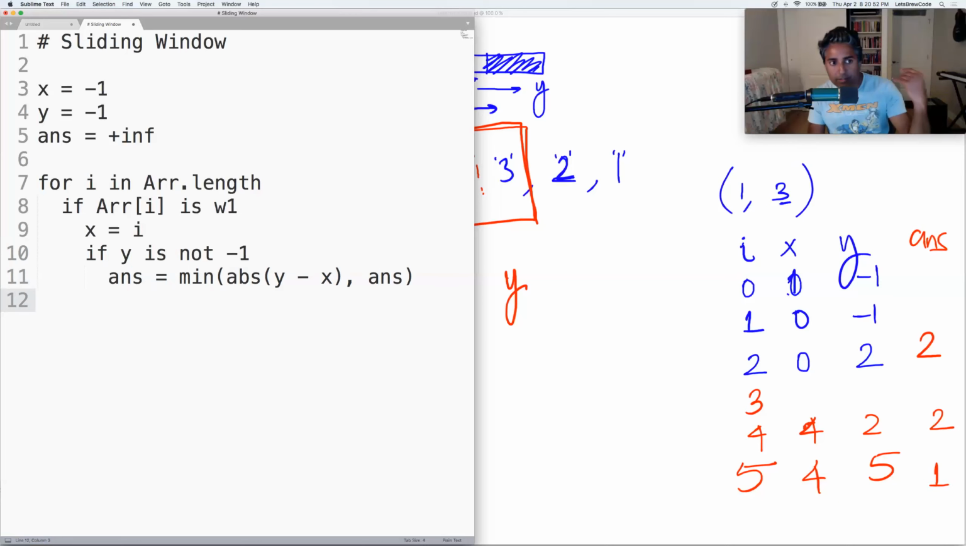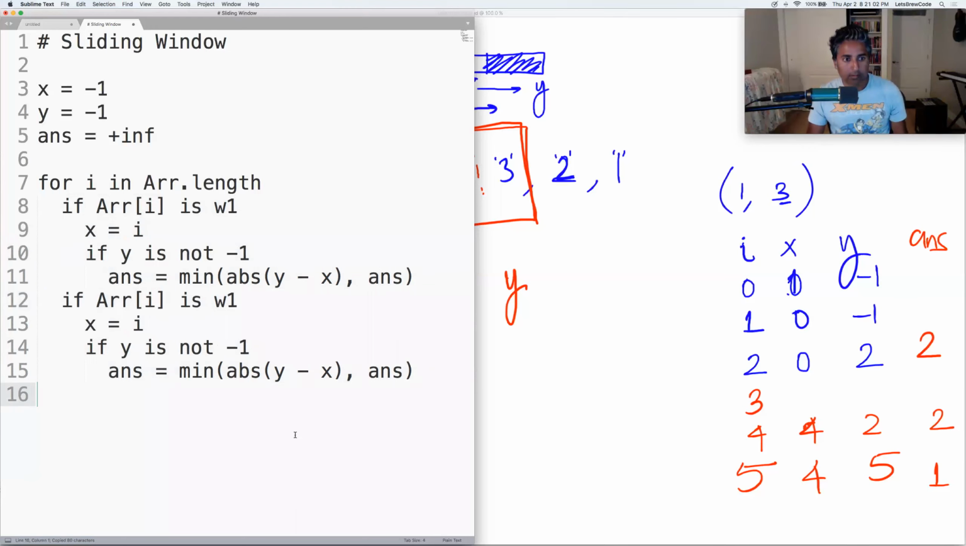Either this can be the condition, or maybe the other condition is something like, I'm going to just copy paste this whole thing. If array of I equals, let's say, W2 instead, then Y becomes I in that case. That is, we're moving Y. And if X is in a situation where it has been initialized, then once again, calculate the answer as this. And in the end, if none of these conditions match, then the loop will keep moving forward. And then in the end, you just return the answer.